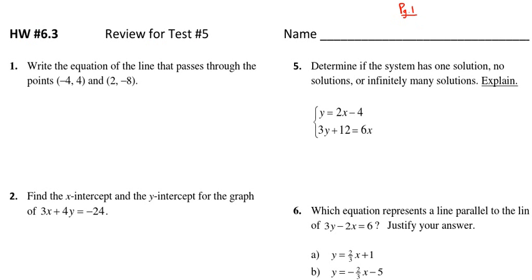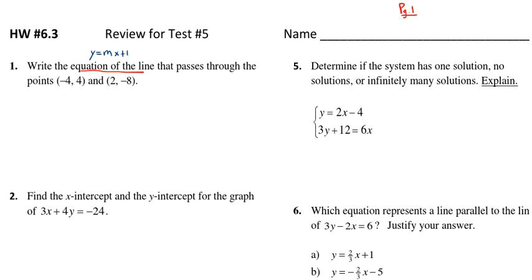In question number 1, we have to write the equation of the line that passes through the points (-4, 4) and (2, -8). This topic was covered before test number 4. And so we have to write the equation, and the equation would be written in slope-intercept form.